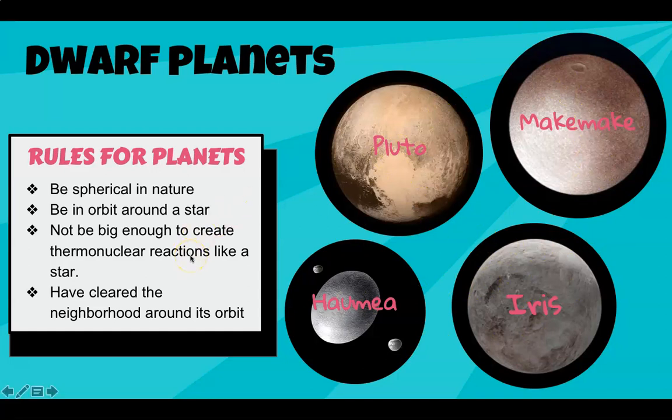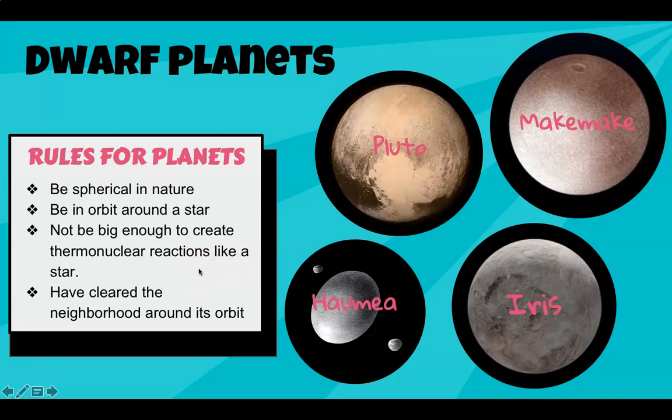It has to not be big enough to create thermonuclear reactions in its core. What that means is Jupiter and Saturn are made up of very similar elements as the sun. However, they're not large enough for those nuclear reactions to start happening in the core, so it can't ignite like the sun does. And finally, this last rule, this is why these dwarf planets are not considered planets.